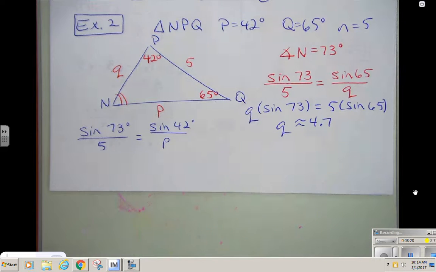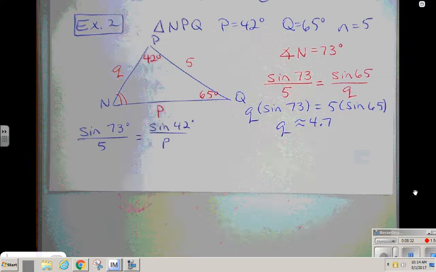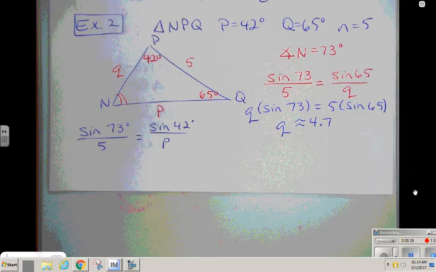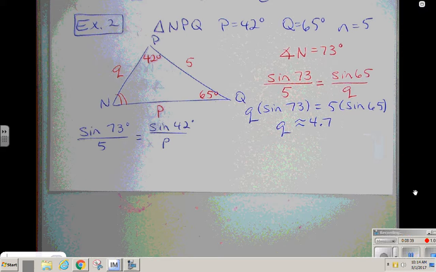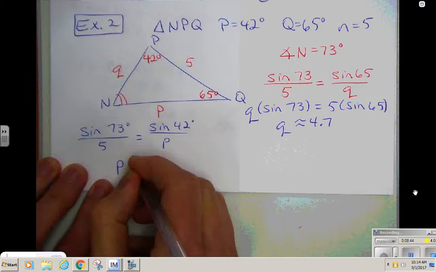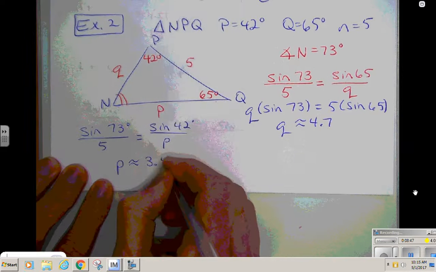So we'll do our cross products again. 5 times sine of 42, and divide that by sine of 73. And I'm getting about 3.5 for that side length.